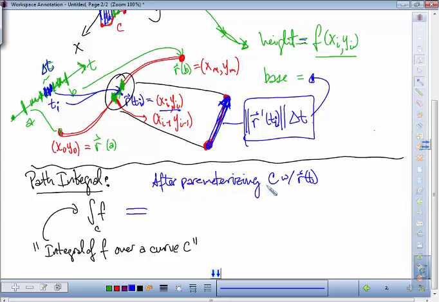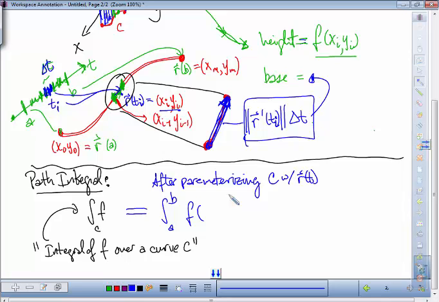So after parameterizing your curve with some parameterization r of t, this integral, which doesn't seem to make much sense at this point, will change into an integral now. When you parameterize your curve, you have to know a starting and ending point. And so you're going to have a starting point A and B from your parameter t. And then it's going to be base times height, where the height is going to be the f function.